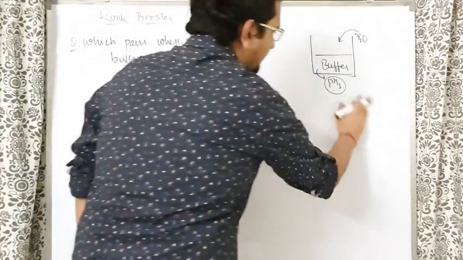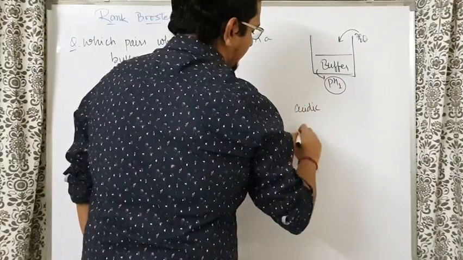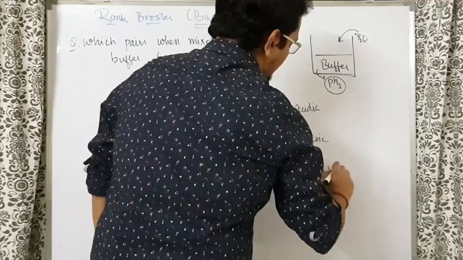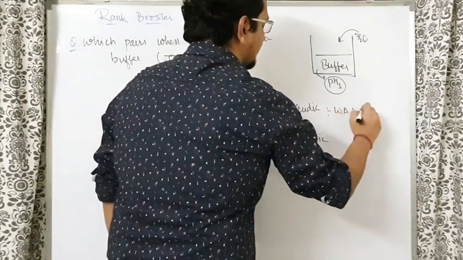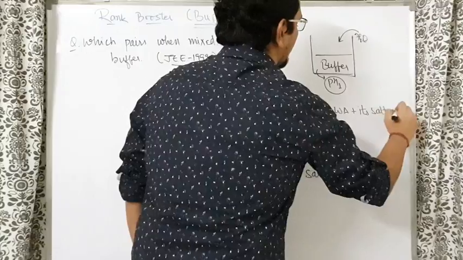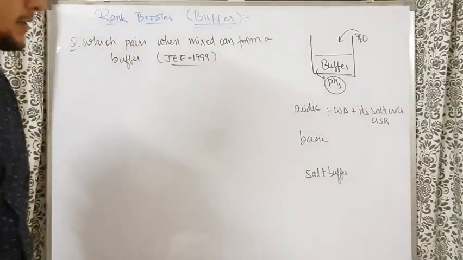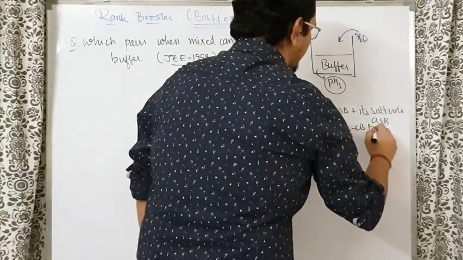So let's understand who forms a buffer. There are three types of buffer we have: acidic buffer, basic buffer, and the third, salt buffer. So what is the acidic buffer? Acidic buffer means you have a weak acid plus its salt with a strong base, or a conjugate acid conjugate base pair.